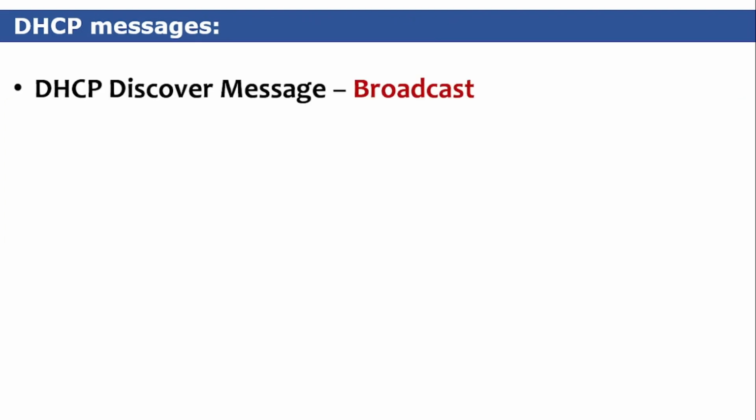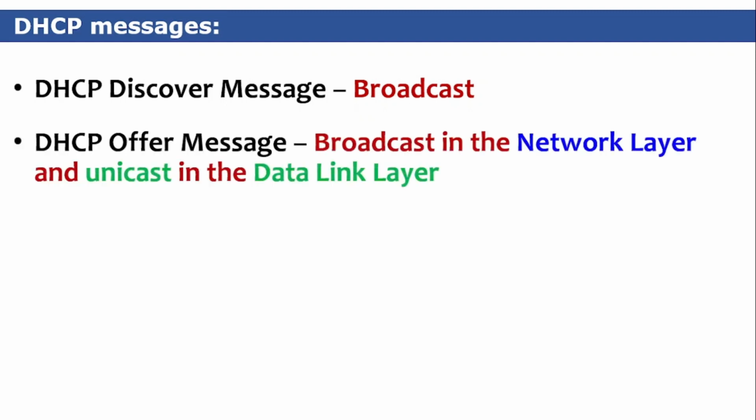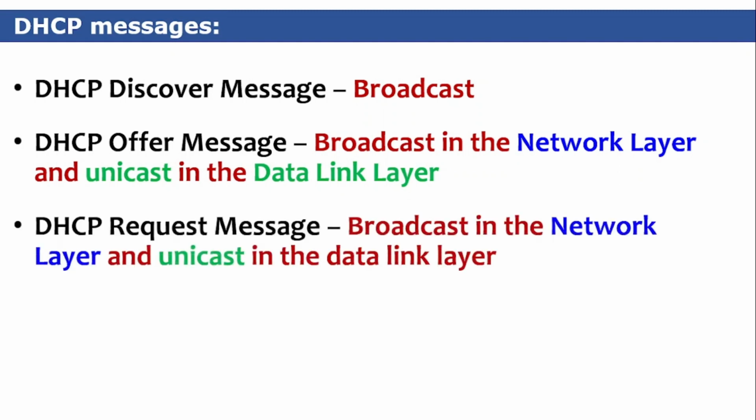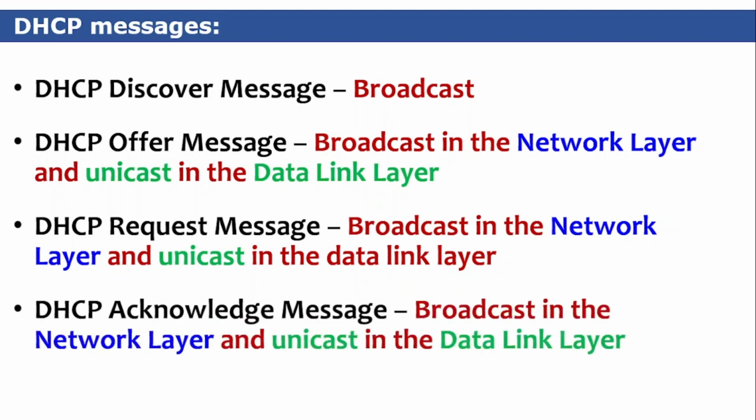So let us see the DHCP messages now. Discovery message is always a broadcast. Offer message, broadcast in the network layer and unicast in the data link layer. DHCP request message, broadcast in the network layer, again unicast in the data link layer. DHCP acknowledgement message, again broadcast in the network layer, unicast in the data link layer.